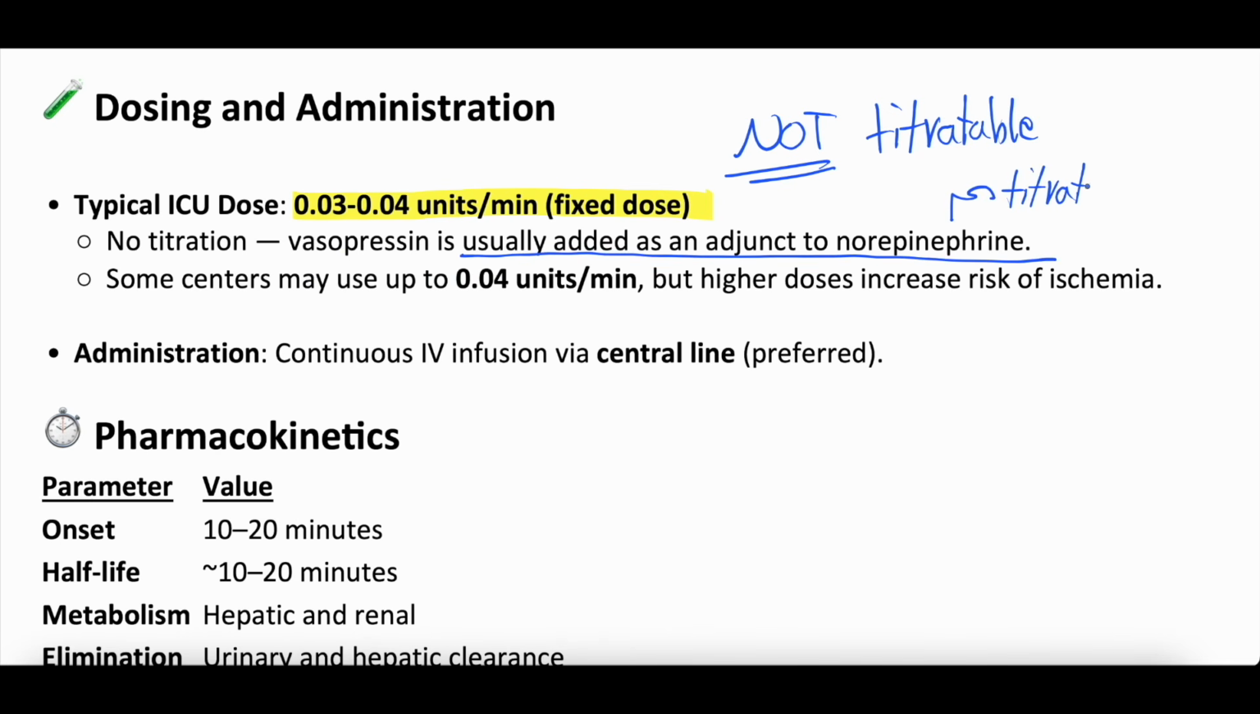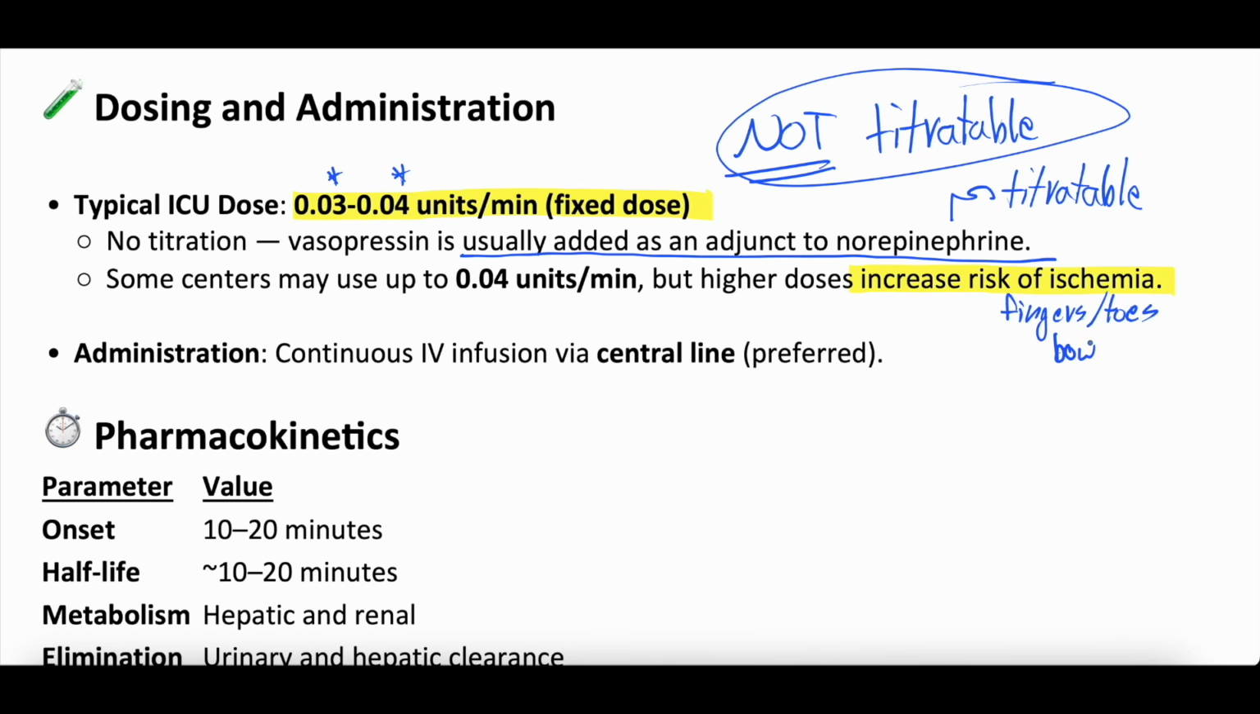This is the one you're going to titrate based on the blood pressure, whereas the vasopressin tends to be not titratable. Different hospitals use different fixed doses. 0.03 or 0.04 are both perfectly reasonable. The higher the doses of vasopressin, there is somewhat of an increased risk of ischemia, either in the fingers, toes, or in the bowel as well. But 0.04 is still perfectly reasonable, but at that little bit of a higher dose, there is some increased risk of ischemia. So 0.03, 0.04 units per minute, fixed dose, not titratable.